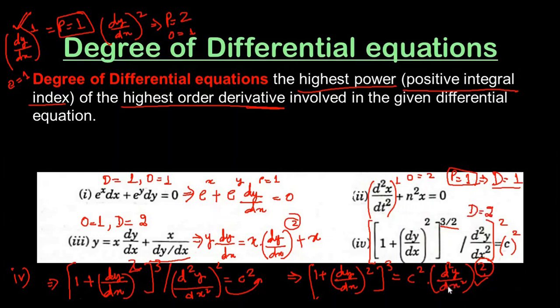Can you identify the order of this differential equation? The order of the differential equation is the order of the highest order derivative. The highest order derivative is of second order. Therefore, the order of this differential equation is 2. So to calculate the degree of differential equations, you need to bring the differential terms to a positive and integral index and then look for the highest order derivative. Its power will be the degree of the differential equation.